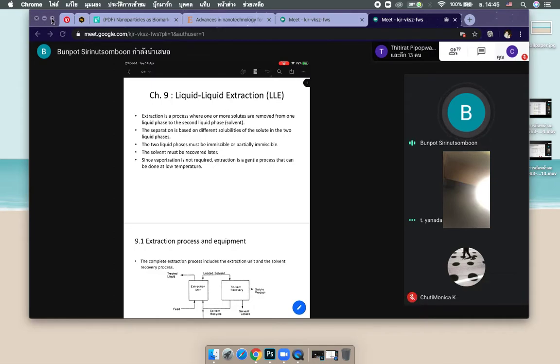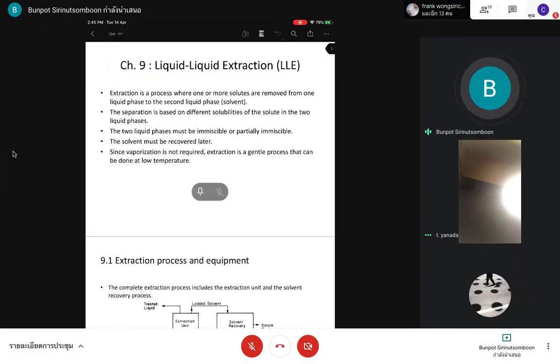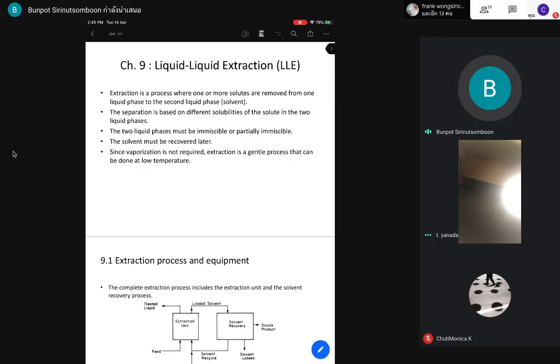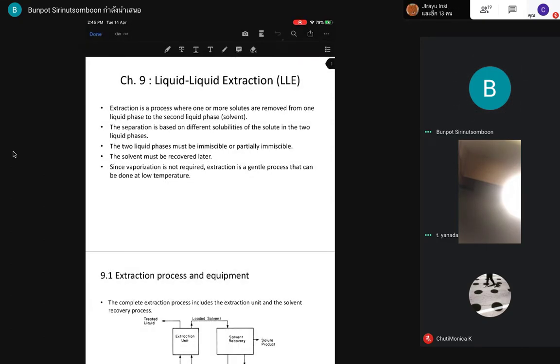Liquids, but of course, fundamentally, they're not the same, because transfer from liquid to liquid is not the same as from gas to liquid or liquid to gas. So liquid extraction is based on the difference in solubilities. In order for it to work, we have to select a solvent.